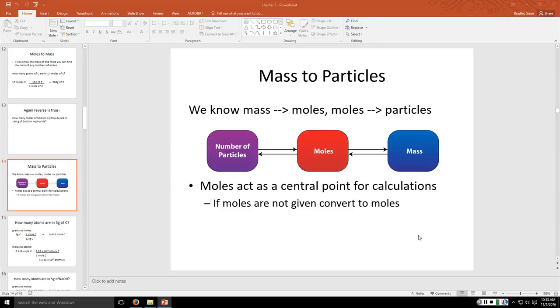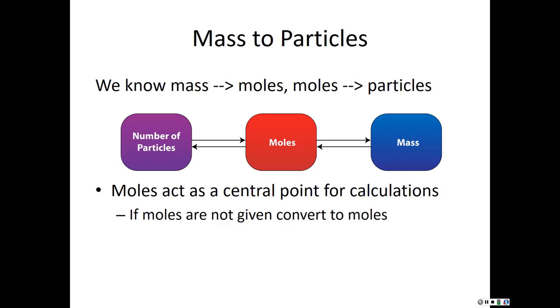The two-step problem that we talked about was probably, I don't remember exactly, but it was either mass to number of particles or number of particles to mass. And to do those, you have to convert to moles. As a general rule, anytime something is given to you that is not moles to start with, you need to convert to moles, because moles acts as the central piece in your conversions. Once you get to moles, you can go to other things.